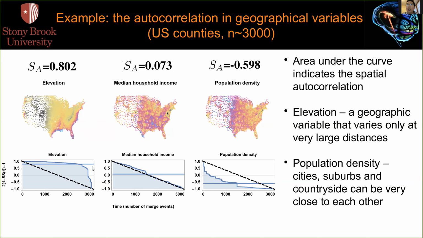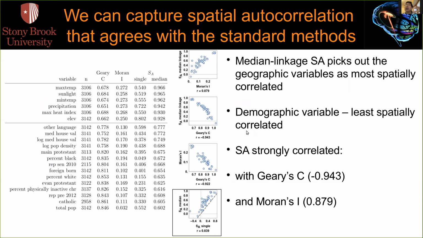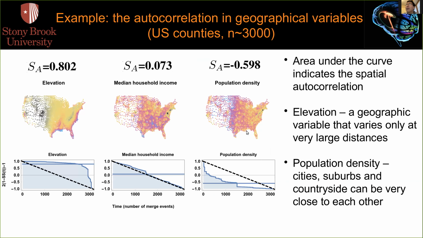Another example would be the population density in the US, which shows a very low spatial autocorrelation, or something that says the population density is negatively autocorrelated: the variance shoots up very quickly as we start joining clusters. And we can see from the map that the big cities can be right next to very low density suburban or rural areas. And that happens frequently, especially on the East Coast in the United States. So that tells us that we're capturing the lack of autocorrelation of the population density.